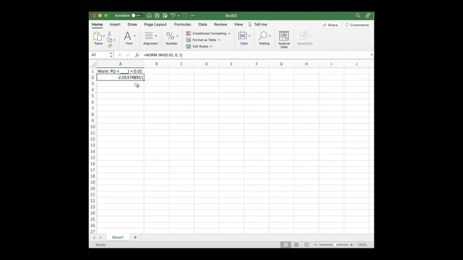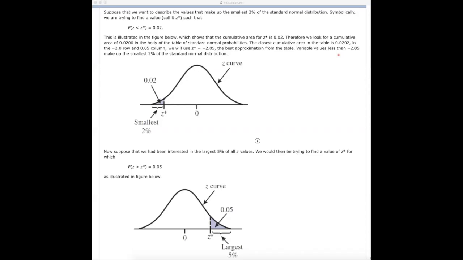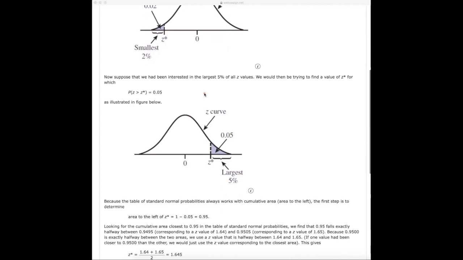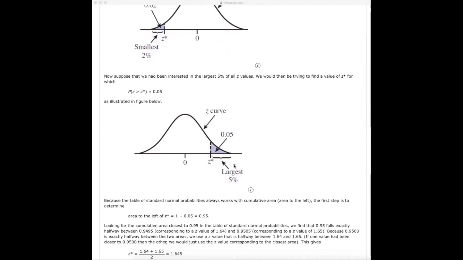So you can see that we've got a slightly more precise answer than what we're able to find with the table. We could do this for any possible value of the probability that we wanted. If we were looking for the value where the probability that z is less than it is 0.5, the answer would be 0 because the normal is symmetric. Because we can use the symmetry, we've also got the ability to find values on the other side as well.